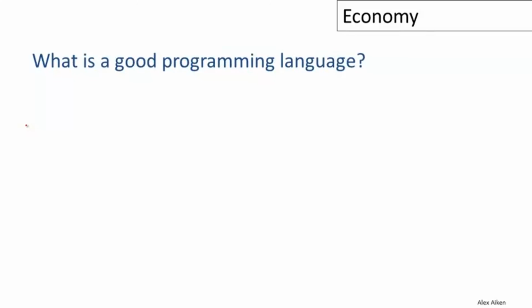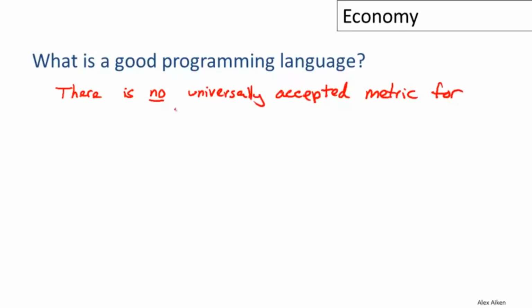Finally, we can ask ourselves, what is a good programming language? And here, unfortunately, the situation is much less clear. I would just make one claim, that there is no, and I'll emphasize no, universally accepted metric for language design. And what do I mean by that? Well, I guess the most important part of this statement is the universally accepted bit. So I mean that people don't agree on what makes a good language.